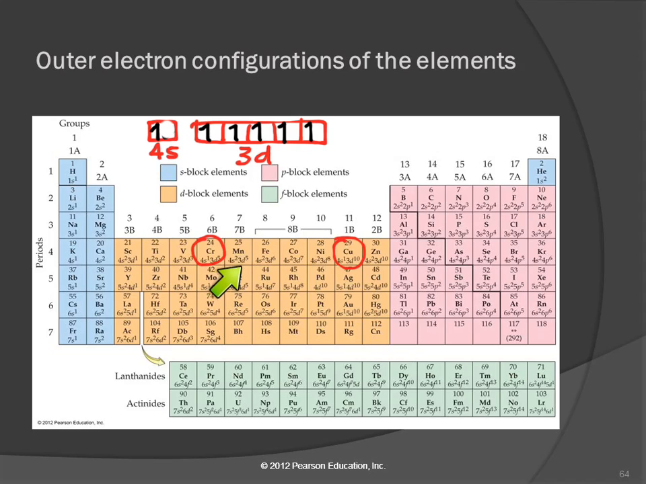Then with manganese, we're adding one more electron. Now it's better to put that electron in that 4s. And so we get that electron back. And then we keep going on. And we add another one for iron and for cobalt and for nickel. And then we get to copper.